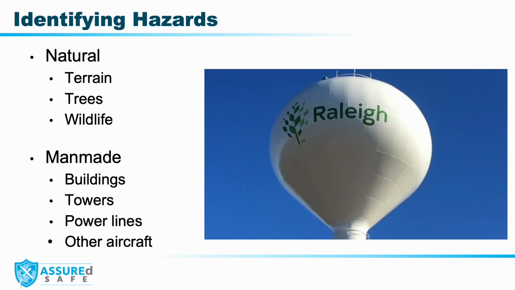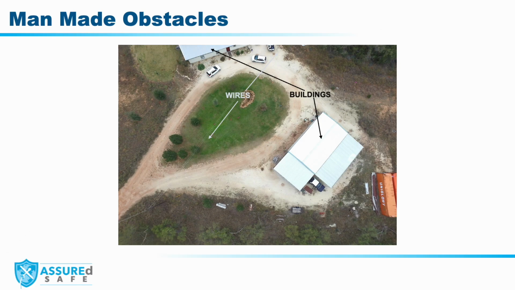Here are some examples of natural hazards: terrain, trees, and wildlife. Man-made hazards include buildings, towers, power lines, and other aircraft. Buildings, fences, and other man-made structures also present a hazard to drone flights, in particular, if it is at nighttime. Taller buildings, especially in densely developed areas, can have significant impacts on wind speed and even create turbulence. This effect is known as an urban canyon.